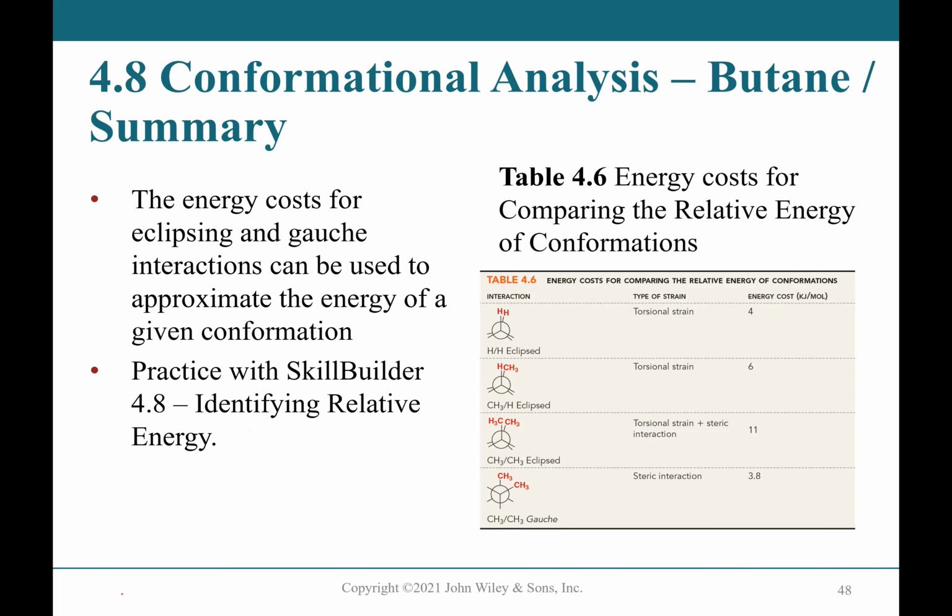So this is kind of a summary right here. It says the energy cost for eclipsing and gauche interactions can be used to approximate the energy of a given conformation. Like I said, you don't have to memorize this stuff. You can use this for your exams. I wouldn't expect anyone to memorize specific numbers like this.